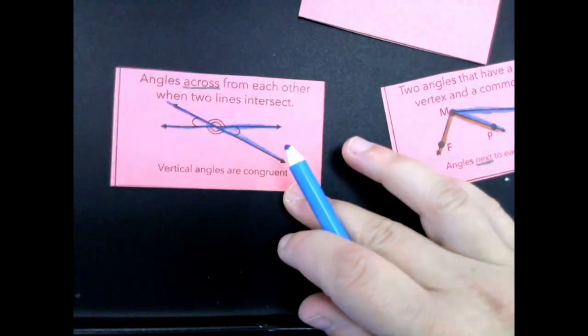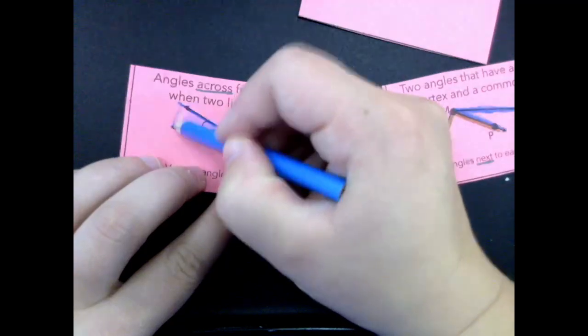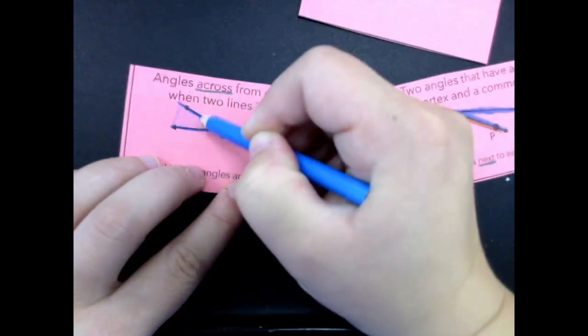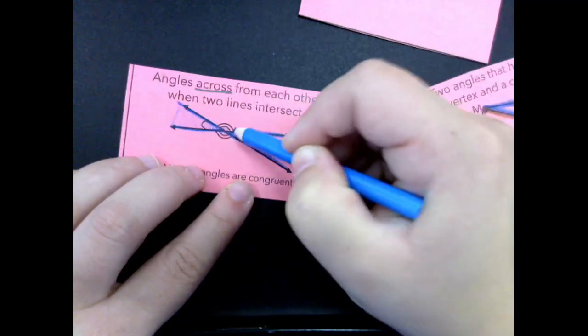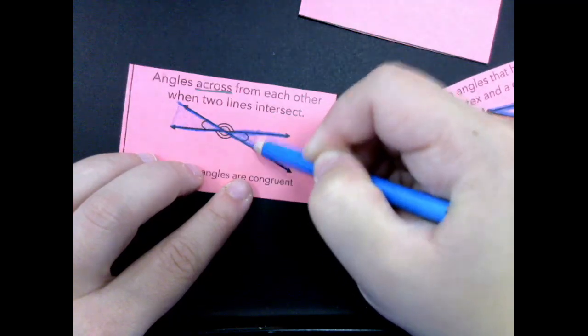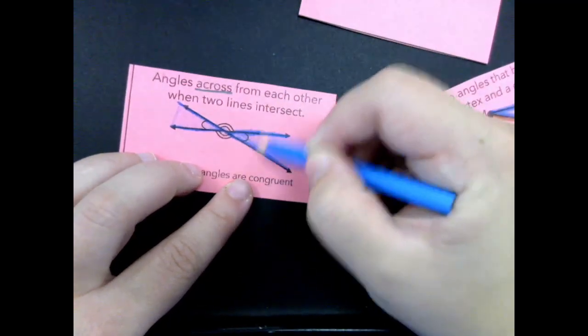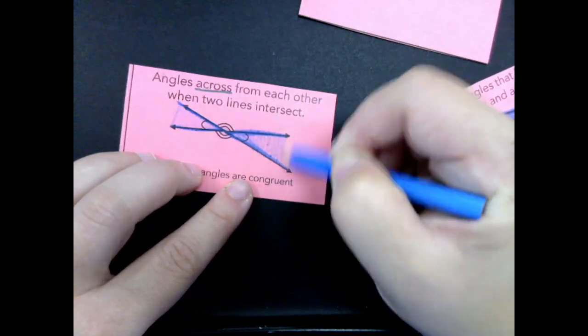You don't have to do that. Okay, but vertical angles are across from each other, so either left and right or up and down. Or, I don't know, sometimes it's like they're diagonal, but they're always across from each other.